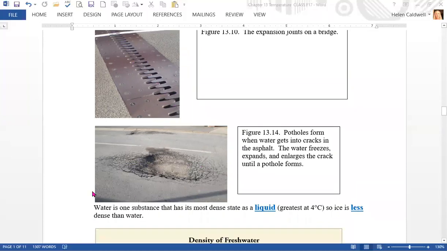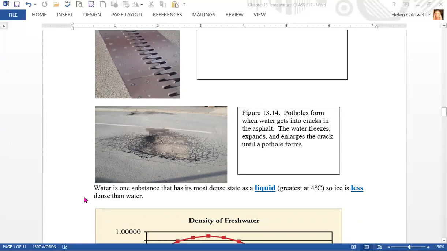And this is an example of a pothole. So potholes happen when water gets into cracks, freezes and expands and breaks the asphalt up. And the end result is that over a long, cold winter, you have a lot of potholes.